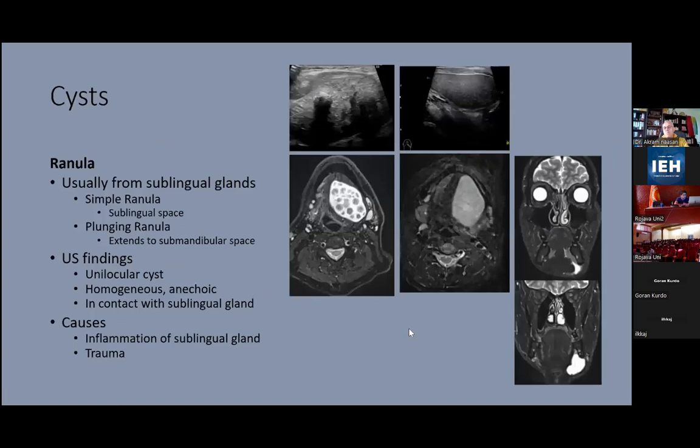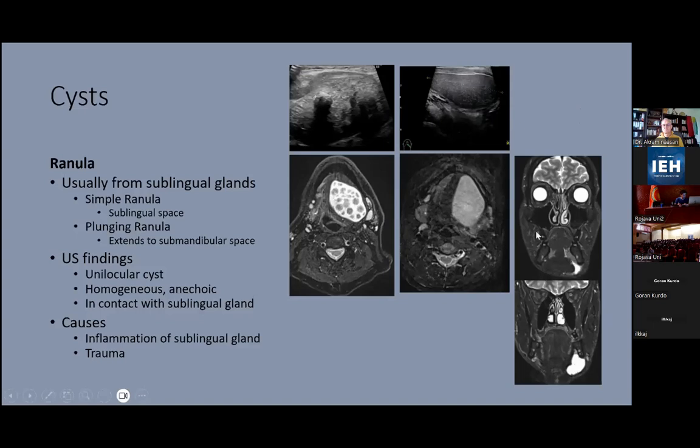We have also a cyst called ranula. There are two different types of ranula: a simple ranula and a plunging ranula. The simple ranula is in the sublingual space. The other one extends to the submandibular space. In the first row, I don't have the ultrasound picture for it, but here you see these two are the sublingual glands, and you have a cystic change in the submandibular space. It's in contact with the sublingual gland, so it's a plunging ranula.